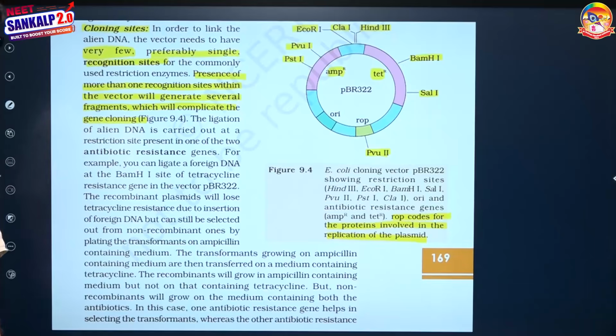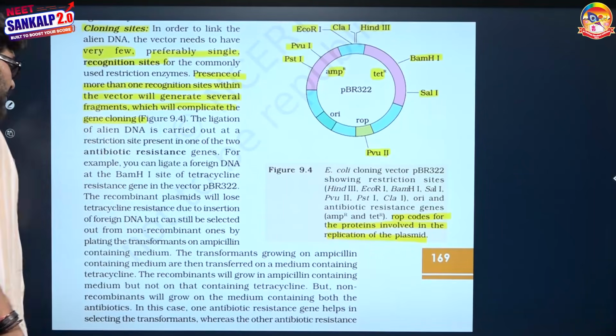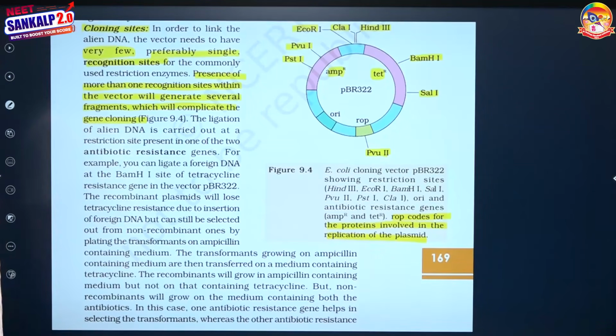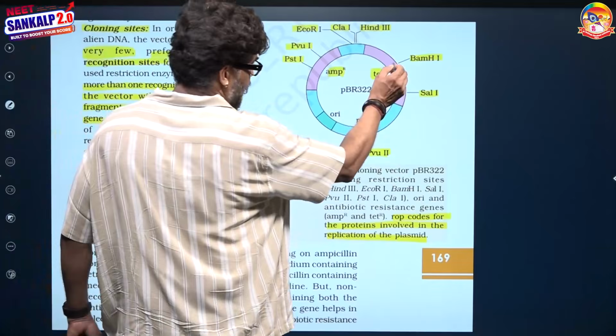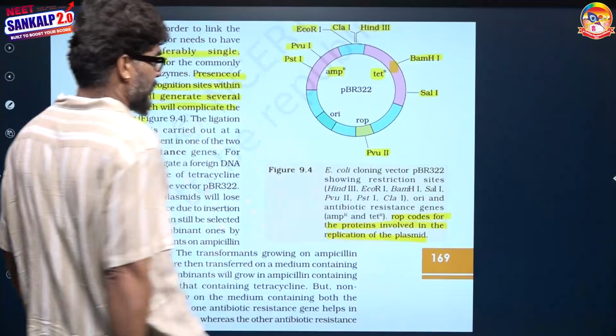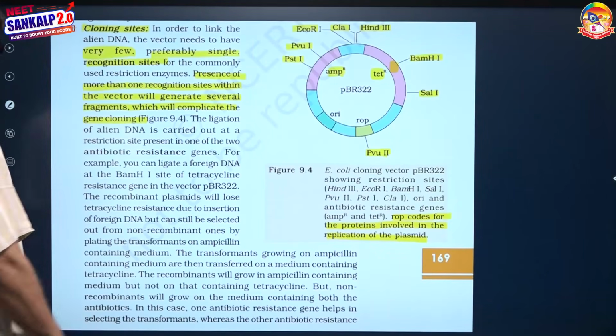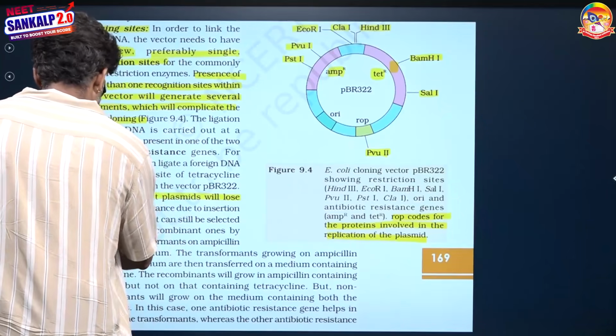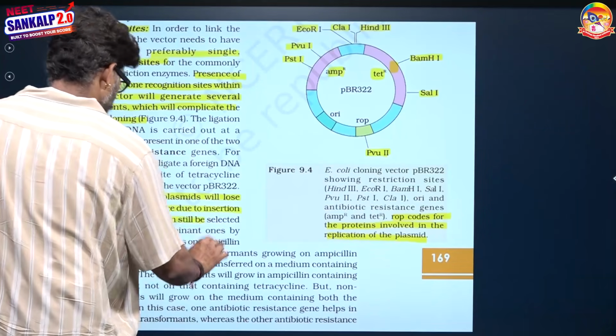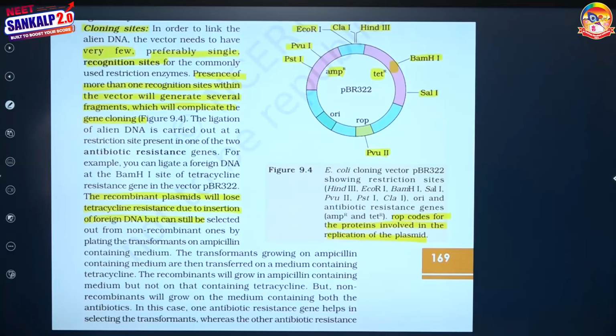Yes, the BamHI site of the tetracycline resistance gene in the vector pBR322, we can take as an example. The recombinant plasmid will lose tetracycline resistance if we insert our gene of interest in the BamHI site, due to insertional inactivation. But it can still be selected from the non-recombinant by plating the transformants on ampicillin containing medium.